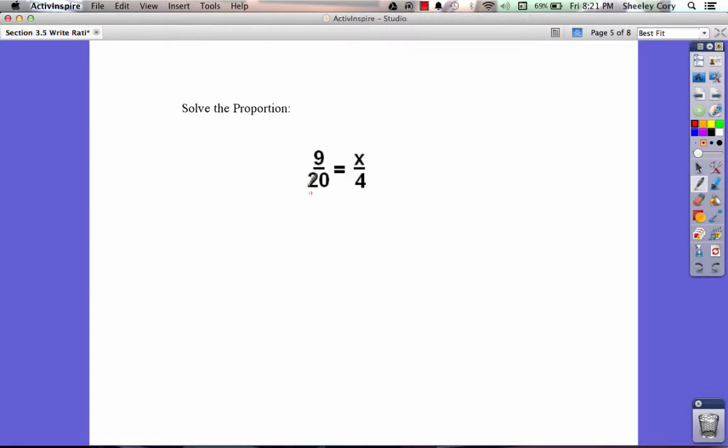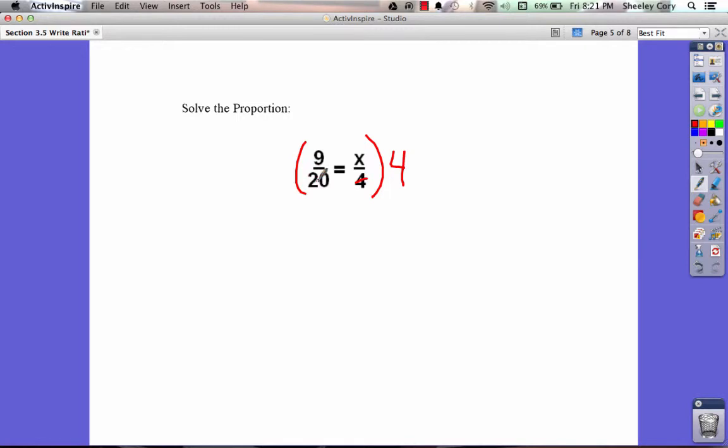Now we're going to solve this proportion. And we're going to solve this proportion by actually canceling out a fraction like we've been doing in all our other problems. So the first thing we're going to do is multiply this whole equation by 4. By multiplying this equation by 4, we're going to cancel out this fraction x over 4. So when we do that, the 4 is going to cancel with this 4.